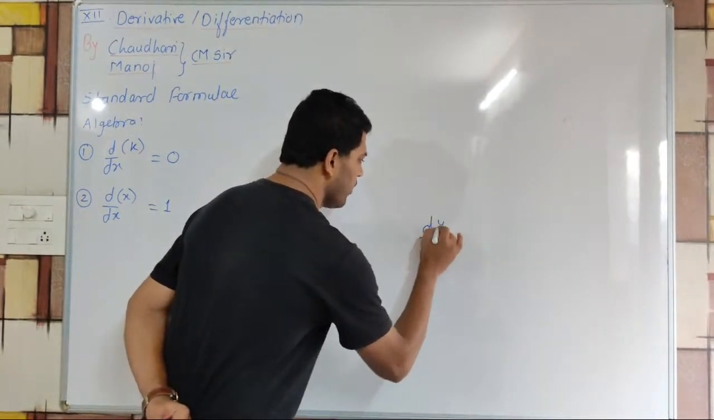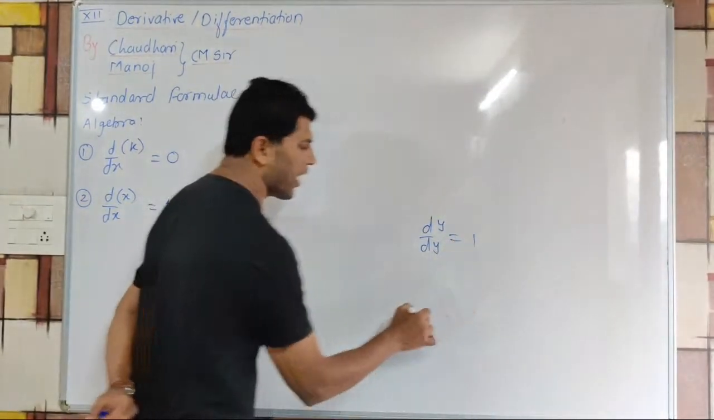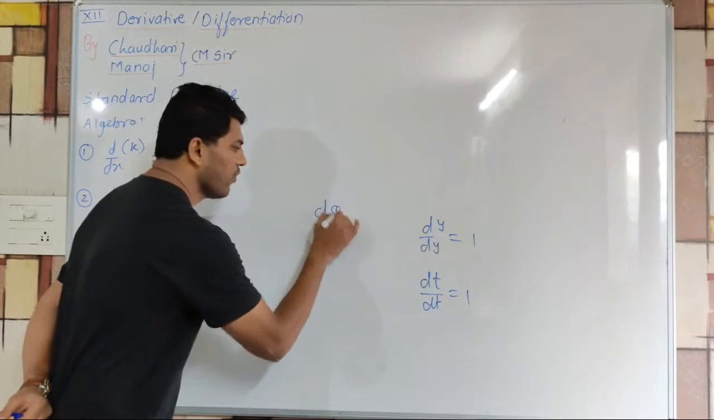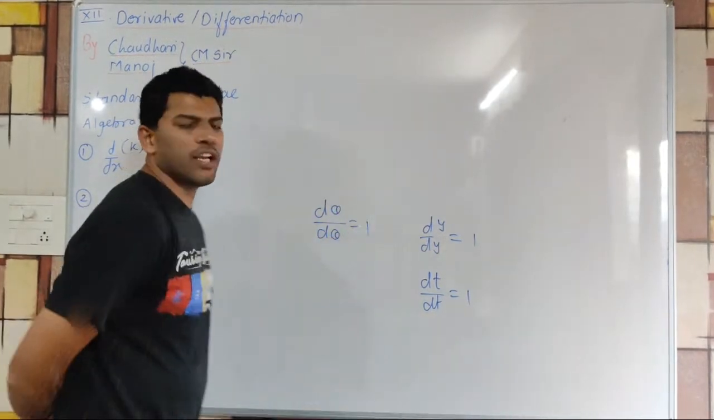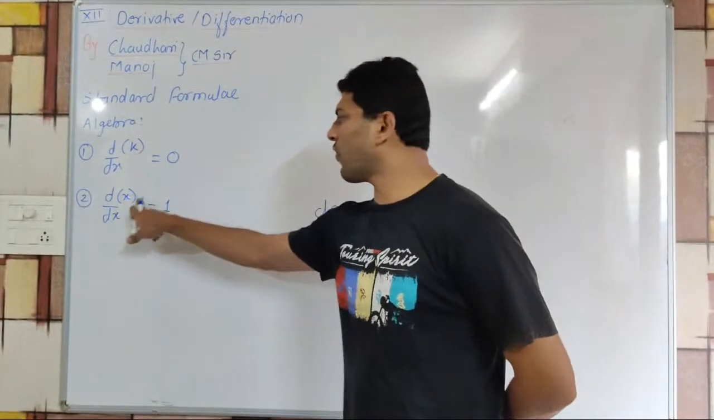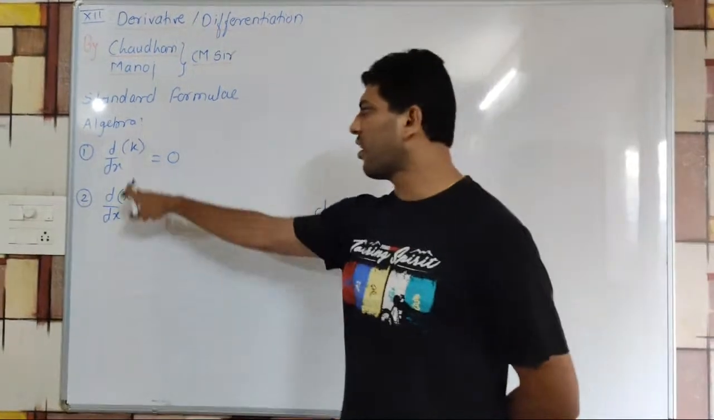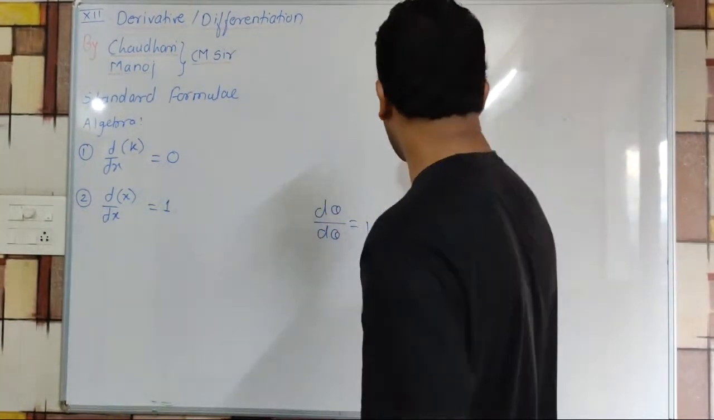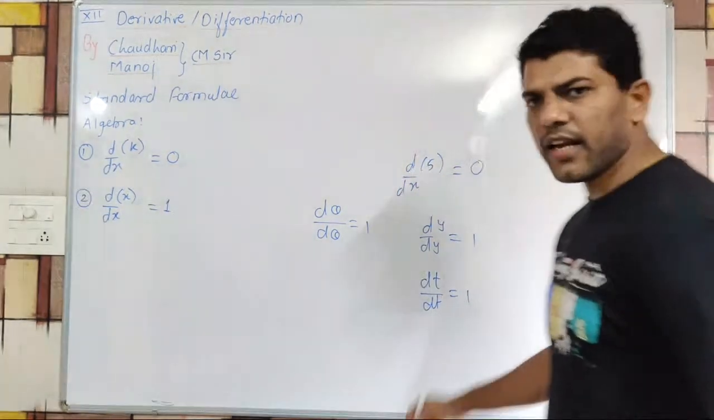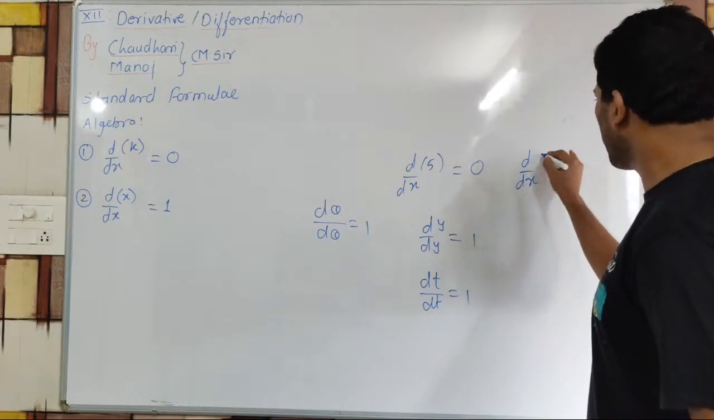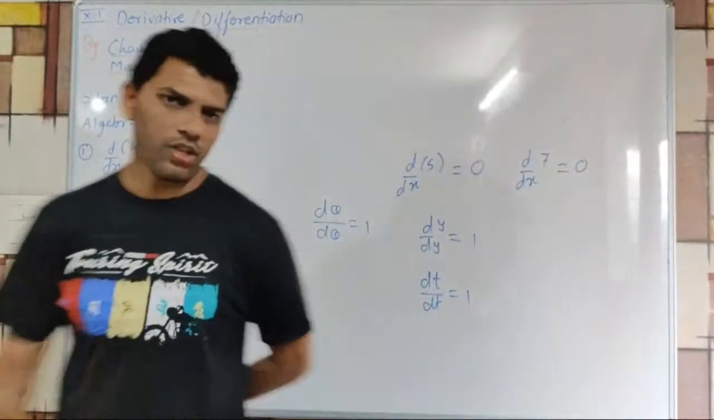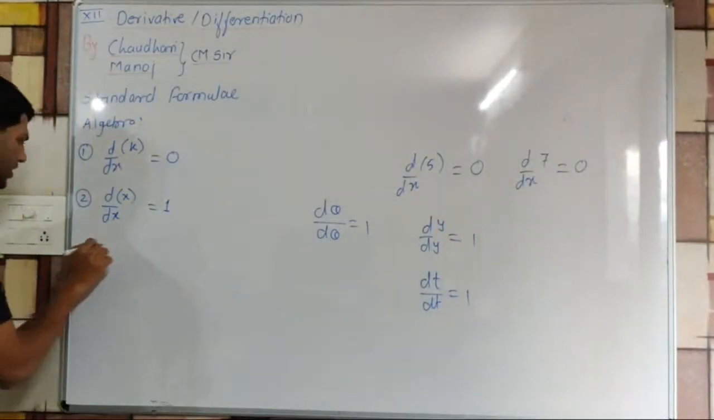But the derivative of y with respect to y is also 1. The derivative of t with respect to t is also 1. The derivative of theta with respect to theta is also 1. So this is the way that you have to analyze this formula. The derivative of x with respect to x is 1. You know that the derivative of an individual constant is always 0. For example, the derivative of constant 5 is 0. The derivative of 7 is 0. So always the derivative of a constant term is 0. The derivative of x with respect to x is 1.